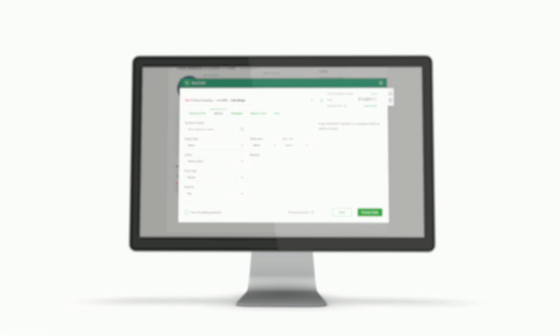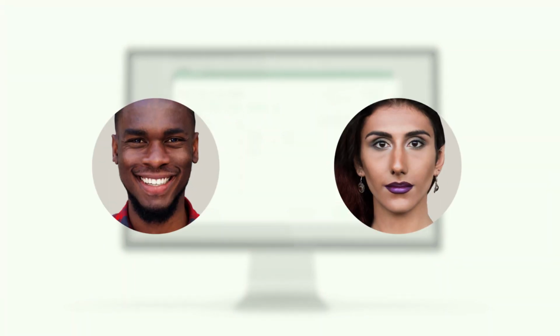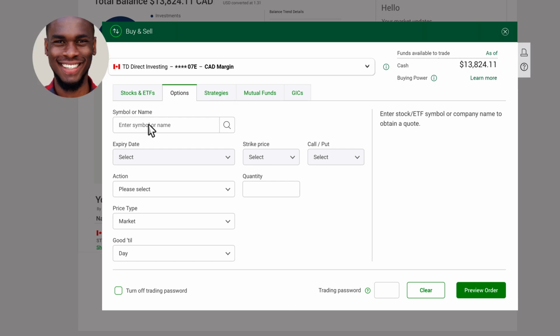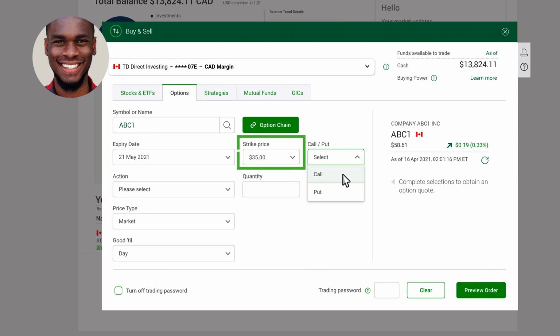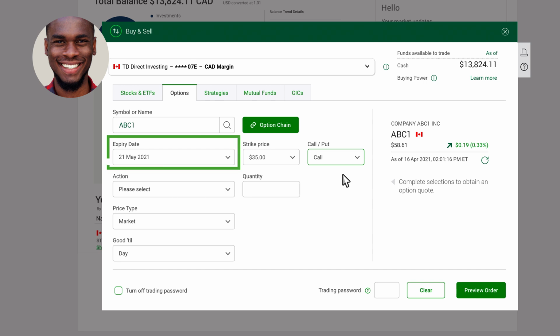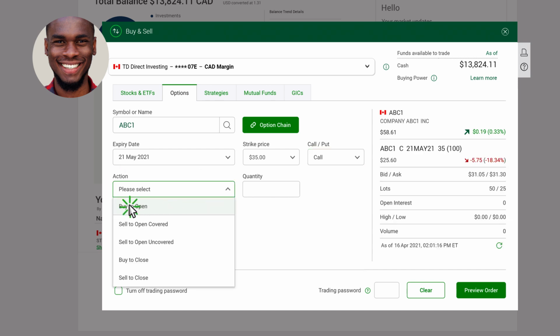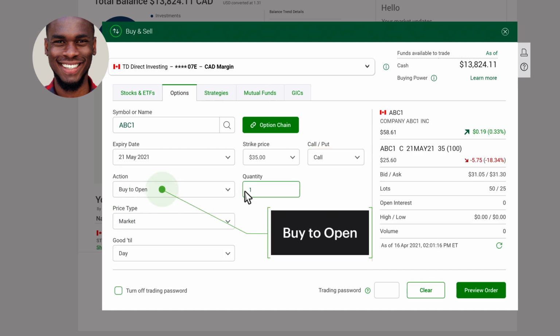Two option traders, Jack and Sarah, start their day with nothing in their accounts. Jack buys one call on Company 1. The strike price is $35 with an expiration date that's 1 month from now. But what did Jack put in the action field? You guessed it, buy to open. Jack is increasing his long position in the option with this transaction, so it's an opening trade.